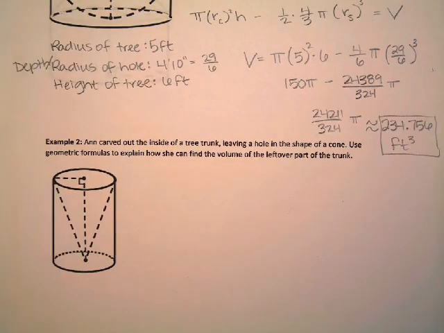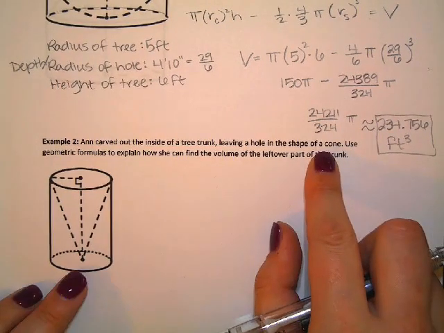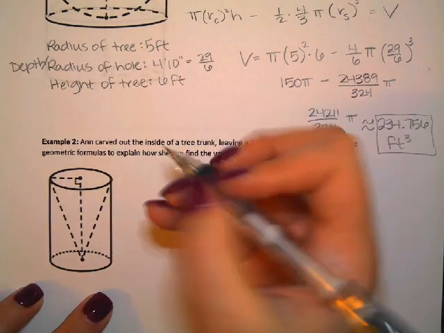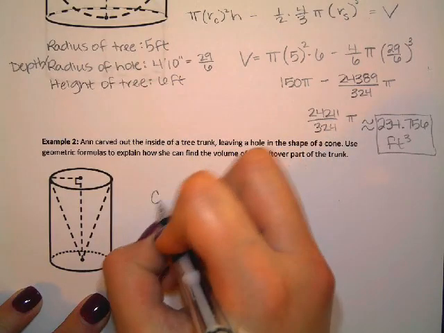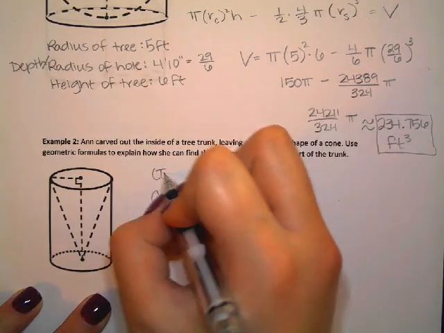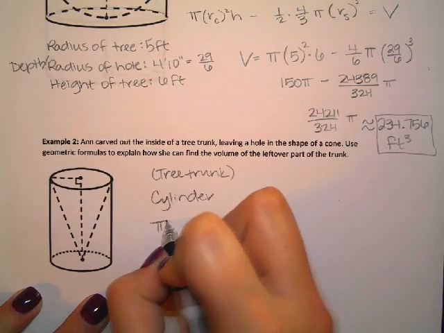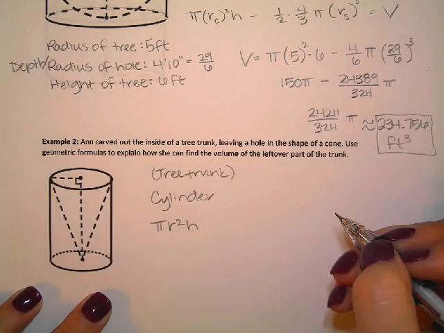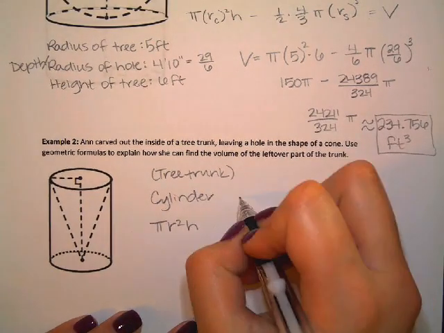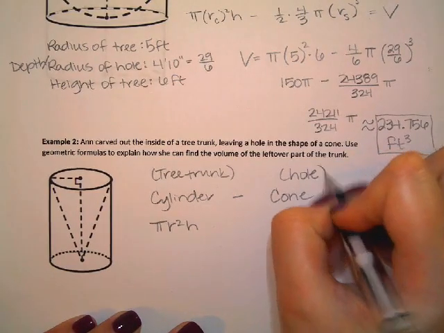So here, Anne carved out the inside of a tree trunk, leaving a hole in the shape of a cone. That would also take a lot of talent. So here we're going to do the same thing. We've got the cylinder first, which again would be the tree trunk. And that would be pi r squared times h, right? Area of the base multiplied by the height, minus the cone, which is the shape of the hole.